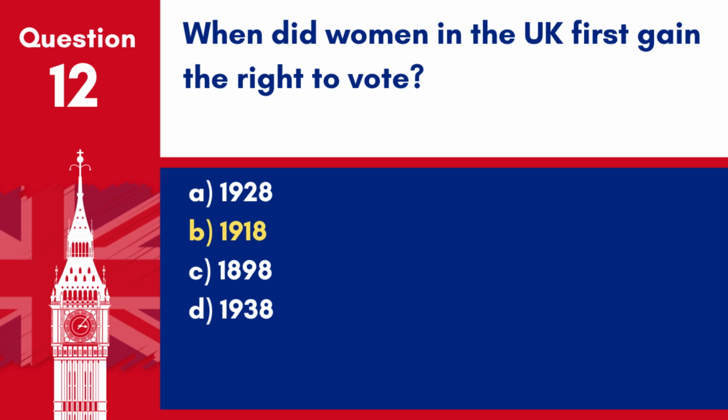Answer: B. 1918. Women in the UK first gained the right to vote in 1918, though initially it was limited to those over the age of 30.